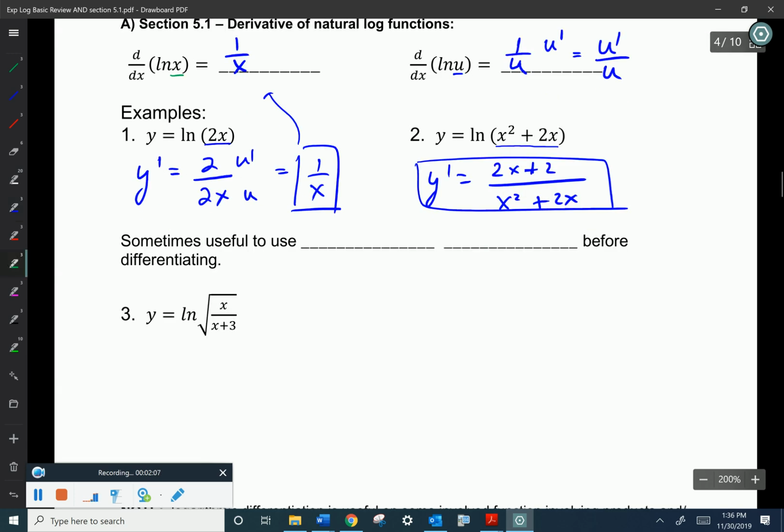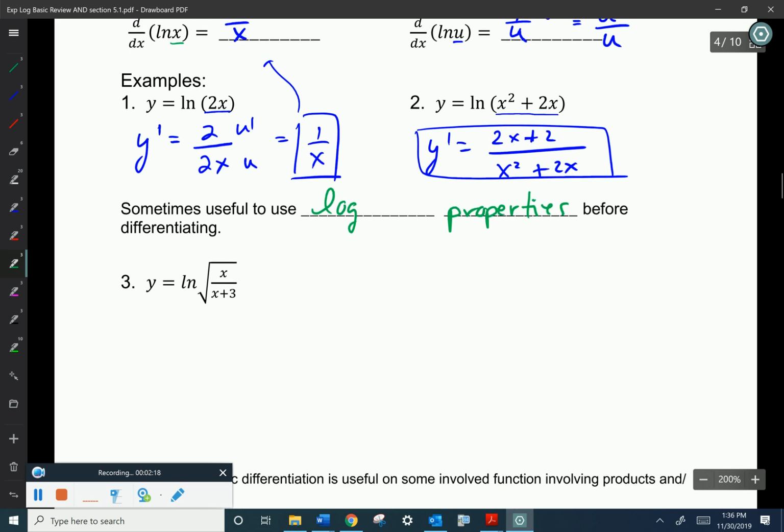Something to keep in mind is sometimes it's useful to use log properties before differentiating. Okay, according to what we set up above, if all of this is the u, now don't write, I just want to show you, if all of this is the u, when I go to do the derivative and do u prime over u, in order to do the u prime, I would have to do the derivative of this entire square root. So again, don't write yet, just watch.